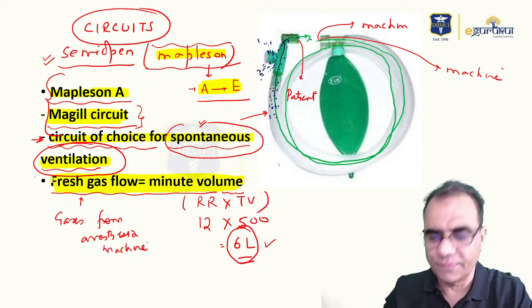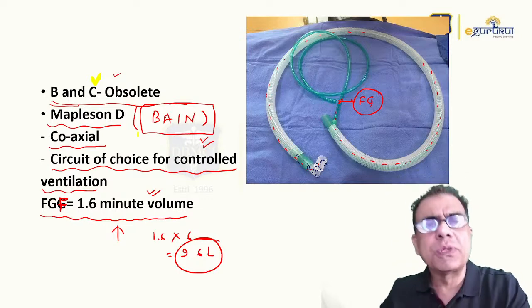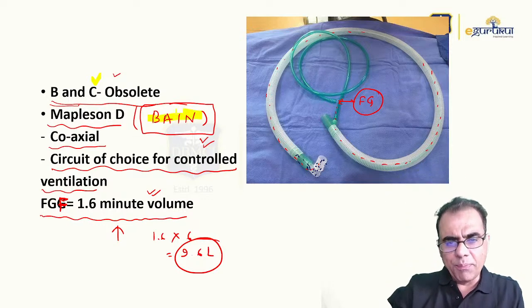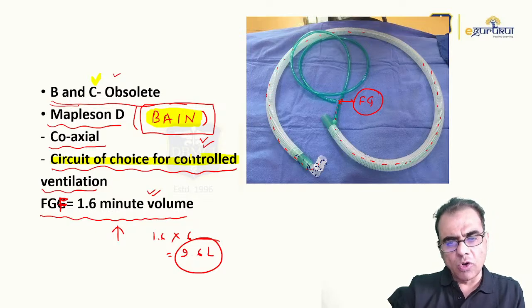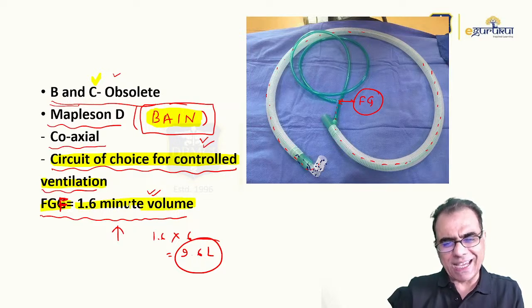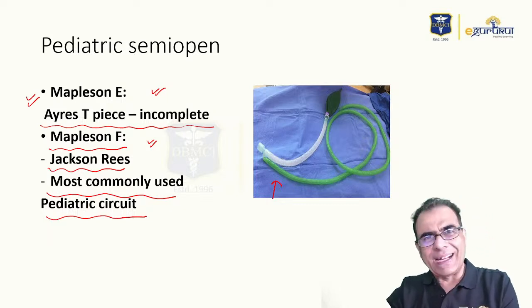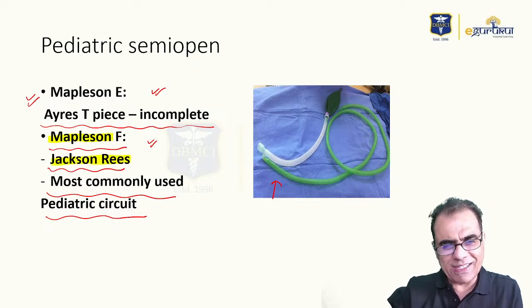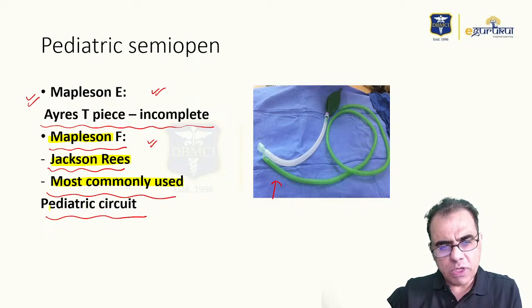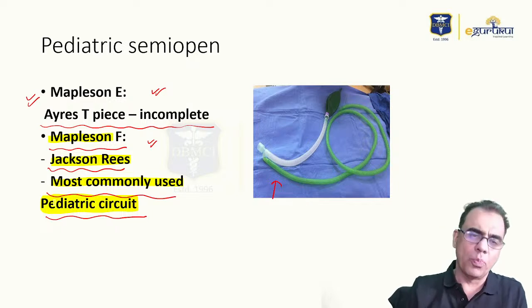the patient. B and C are obsolete circuits. A modification of D, Bain's, is the very commonly used circuit, and it is the circuit of choice for controlled ventilation. And fresh gas flow should be 1.6 times of minute volume. E and F are pediatric circuits. E is incomplete, so not used. Mapleson F, which is also called Jackson-Rees, is the most commonly used pediatric semi-open circuit.